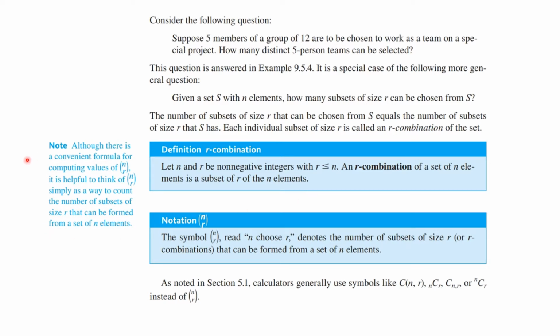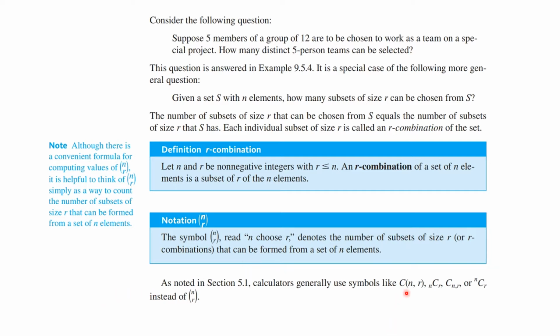And in fact, although we're going to come up with a formula for this, it's useful to often think about it in this context. And this is the notation we use. This symbol, which we read as n choose r, denotes the number of subsets of size r, or r-combinations, that can be formed from a set of n elements. We're counting the number of these subsets.